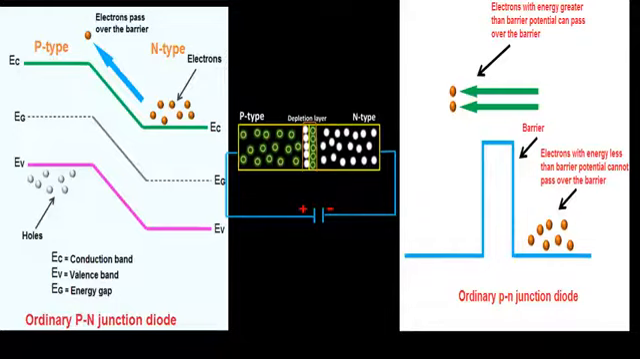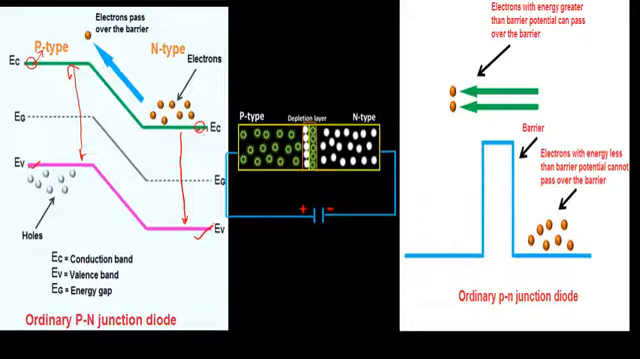So this is an ordinary p-n junction diode. An important thing to consider here is the valence band and conduction band. The valence band and conduction band of the n-type semiconductor are slightly lower in energy than the conduction band and valence band of the p-type semiconductor. Here you can see the valence band and conduction band of the n-type material, and this one is the conduction band of the p-type material. So the conduction band of the n-type material is lower in energy than that of the p-type material, and in the same way the valence band of the n-type material is lower in energy than the valence band of the p-type material.